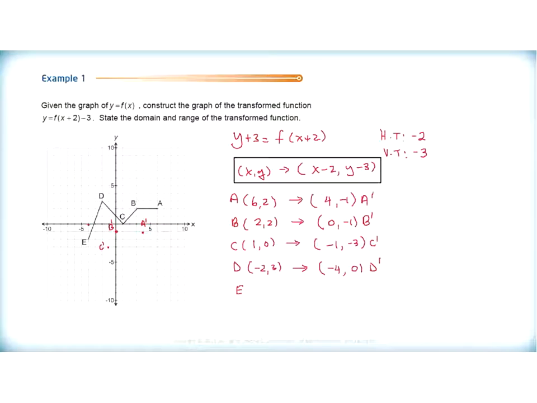And finally, the coordinates of the point E. Right now it's at -4 and -2. Plug it into your mapping rule. -4 subtract 2 is -6. -2 subtract 3 is -5. There's E prime, -6, -5. All we need to do is simply join them up, and we have the graph of our translated function. A prime to B prime, B prime to C prime, C prime to D prime, and finally D prime joined to E prime, and there's the graph of our translated function. Very simply.